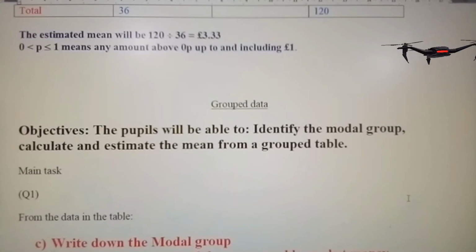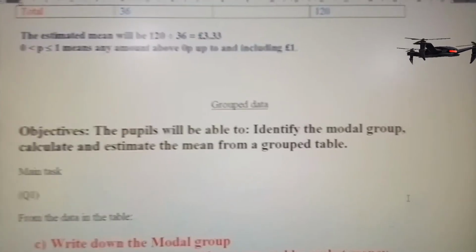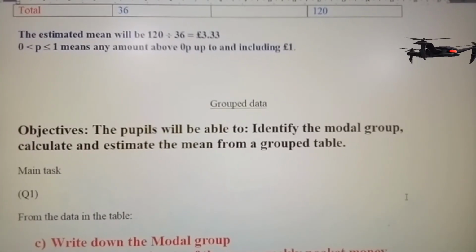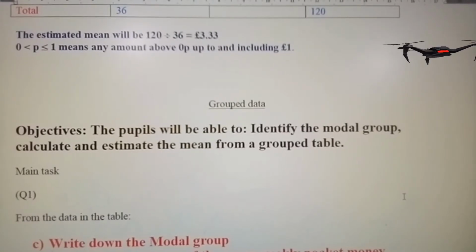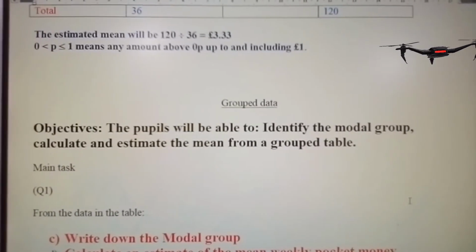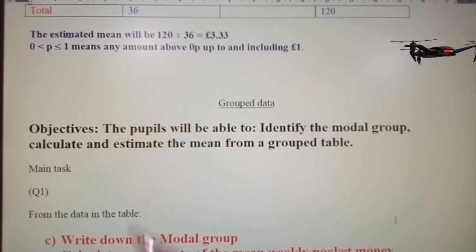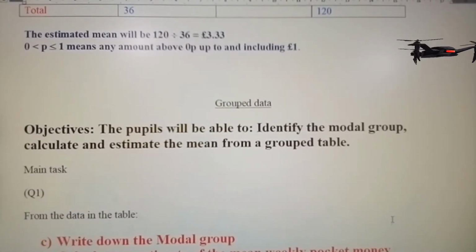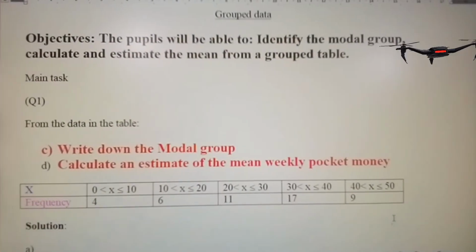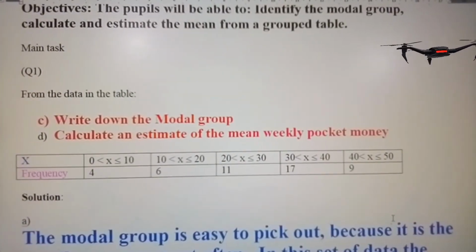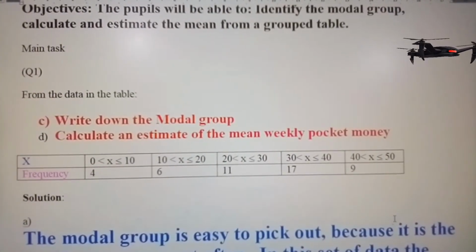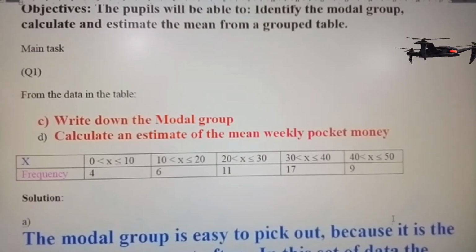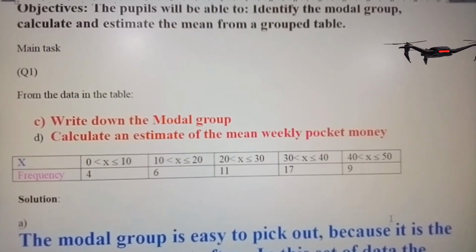Okay, now grouped data. Again here, pupils will be able to identify the modal group, and calculate and estimate the mean from a grouped table. And here I've now given you your main task. Question 1: from the data in the table, write down the modal group. Then, calculate an estimate of the mean weekly pocket money.